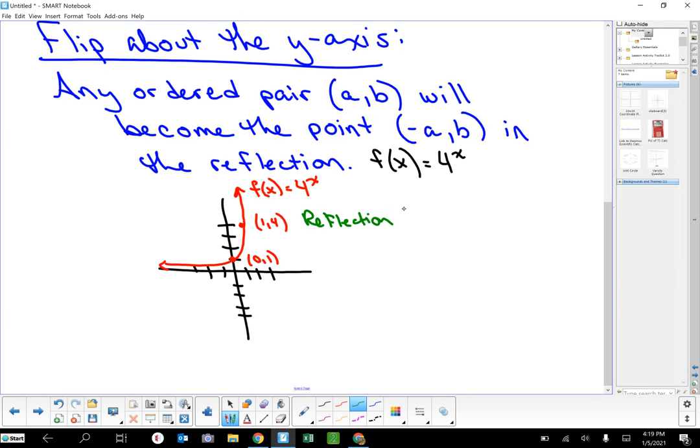in green. We're going to take the point A, B, 1, 4, and we're going to negate the A. So we're going to make this negative 1 and keep the B the same. You can't make a 0 negative, so that point isn't going to change at all. So this point's going to be 0, 1 and negative 1, 4. And this takes and flips this graph this way. Okay, so those are some rules that you can use for those reflections.